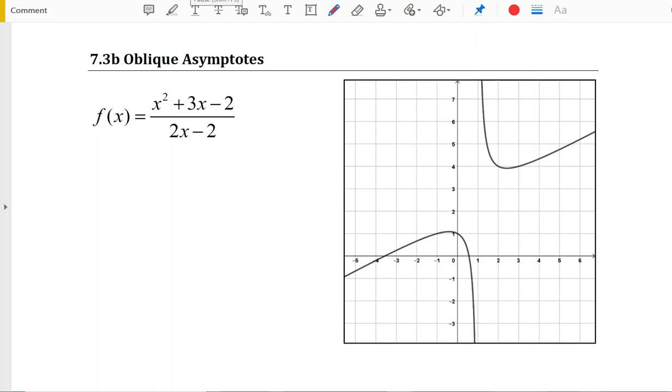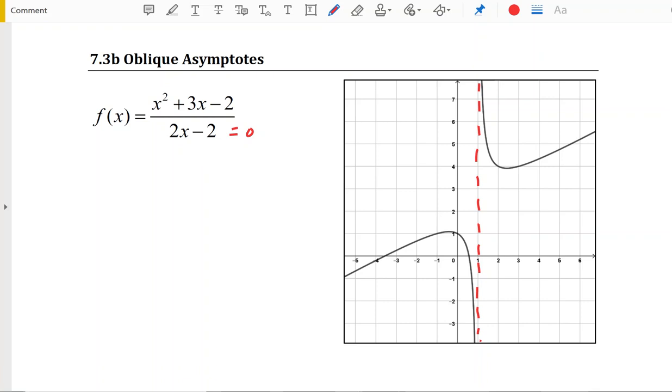In this video, we're going to talk about how to find those oblique asymptotes. And we can see from the function given here, well, one, we could calculate our vertical asymptote, and we can recognize it on our graph at x is equal to 1. And we can see how the graph is approaching that as it goes up and down.